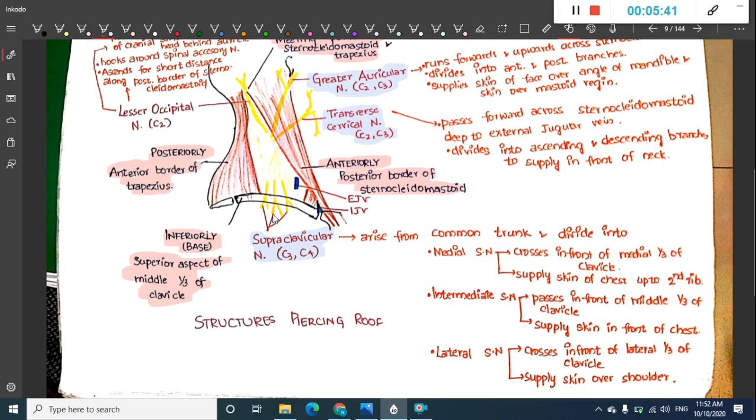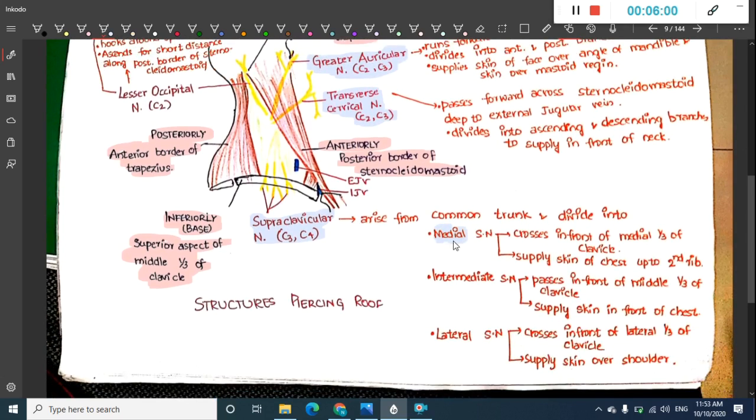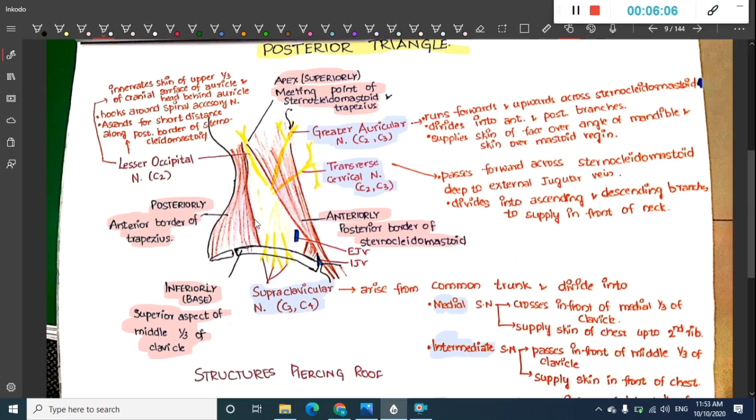The intermediate supraclavicular nerve also crosses the clavicle, and it also supplies the front of the chest. The lateral supraclavicular nerve crosses in front of the lateral 1/3 of the clavicle, and it supplies the skin over the shoulder. So these are the supraclavicular nerves: medial, intermediate, and lateral. Then we have one more branch, which is the lesser occipital nerve.